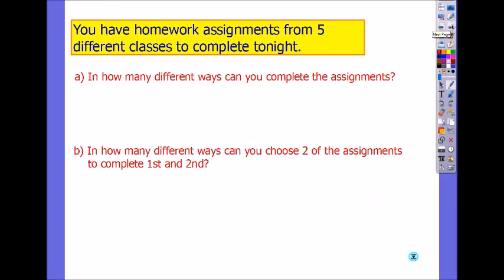Let's look at this example question. You have homework assignments from 5 different classes to complete tonight. How many different ways can you complete the assignments?